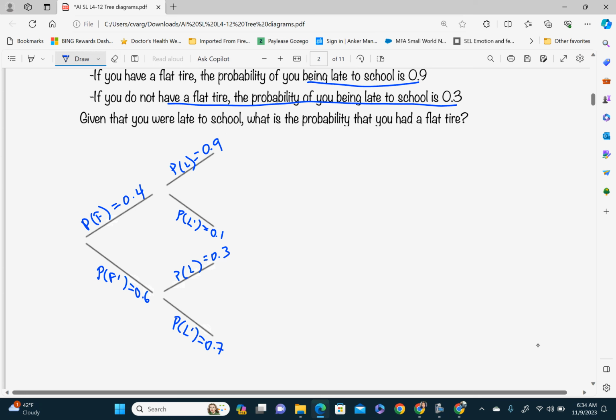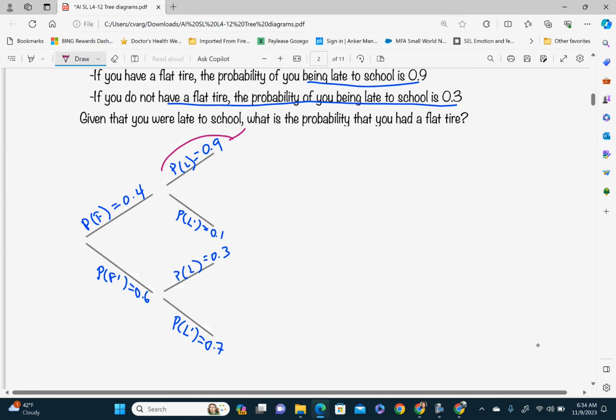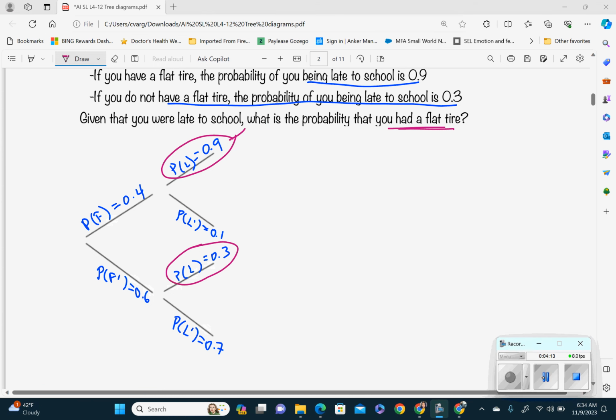All right, now let's answer the question. Given that you are late to school, we know we're going to be following one of these late paths. What is the probability that you had a flat tire? So we know we're following the path where you had a flat tire, given that you were late to school.